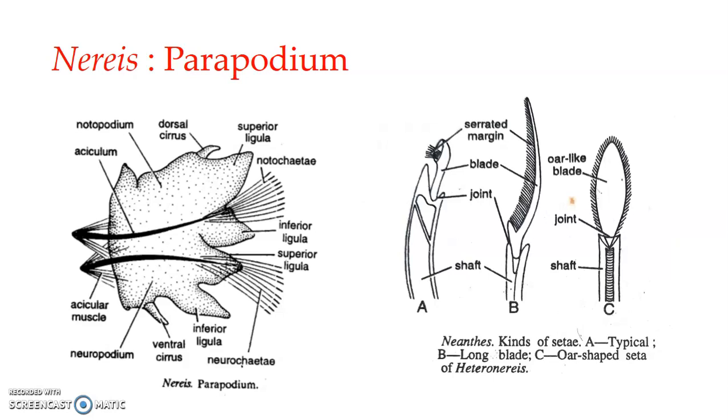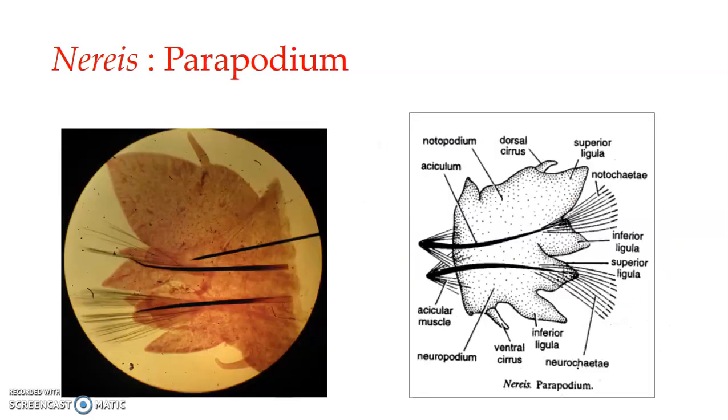So we saw the structure of the parapodium. This is how the parapodium is, right? And you can see the actual mounted specimen. This part is the notopodium. This part is the neuropodium. This is attached to the body, so it is the proximal part, and it contains two divisions, the notopodium and neuropodium.